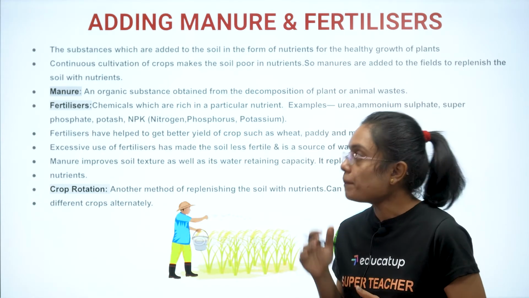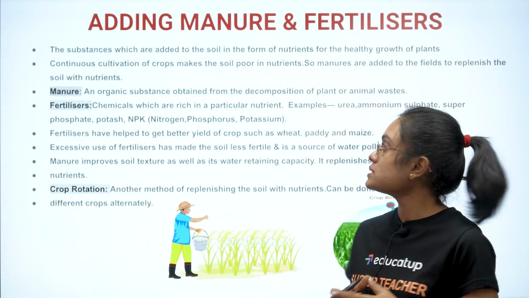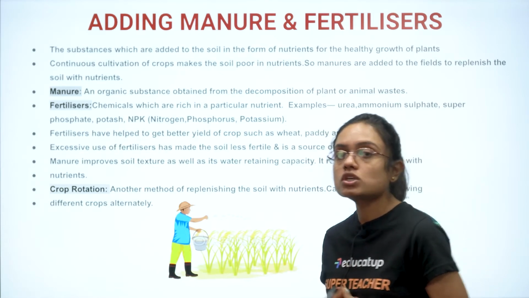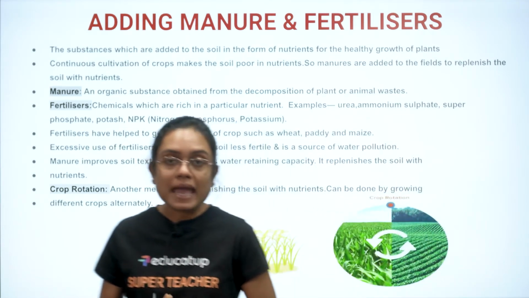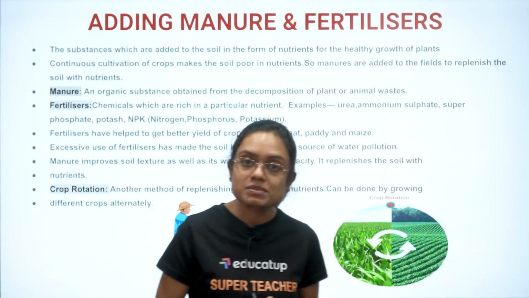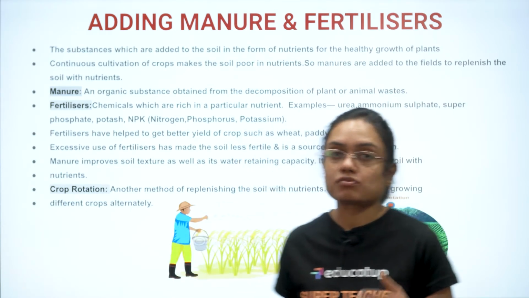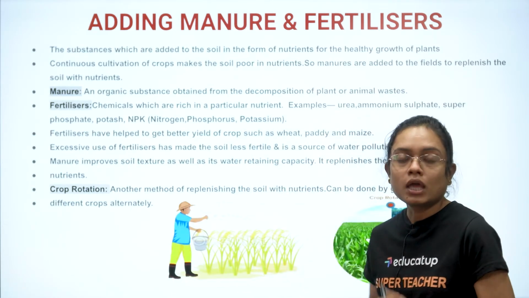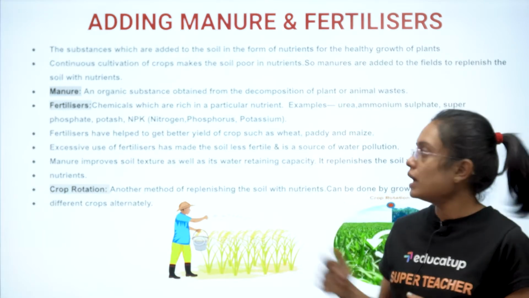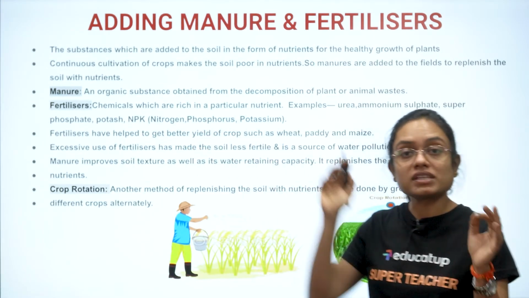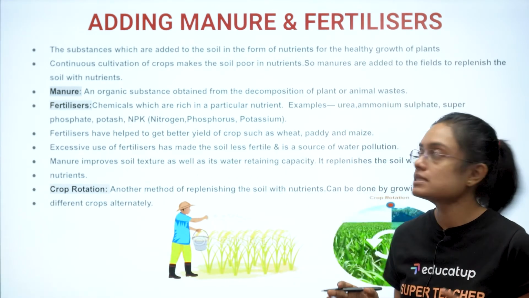Now, a manure is an organic substance obtained from the decomposition of dead plants and animals. And fertilizer is a chemical substance which is made by humans in the factories to increase the fertility of the soil. तो ये दोनों के बीच का difference होता है. Manure is a natural substance, fertilizer is a man-made chemical substance.